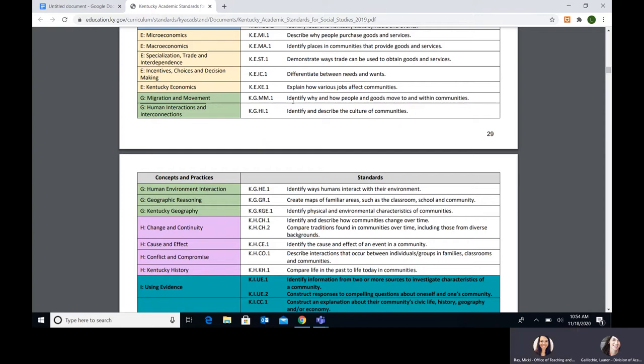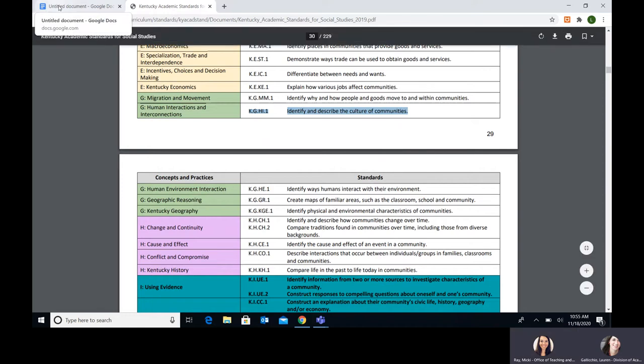Sure. And so I guess my vote is to use this standard, but if you were to design a unit plan on it, I think you would start here because kids have to understand what culture is. And then you can even do something, because to understand what culture is doesn't necessarily mean you understand how it impacts your community. Does that make sense? Yeah, that does. That helps me.